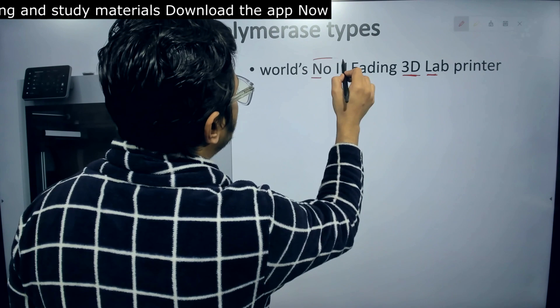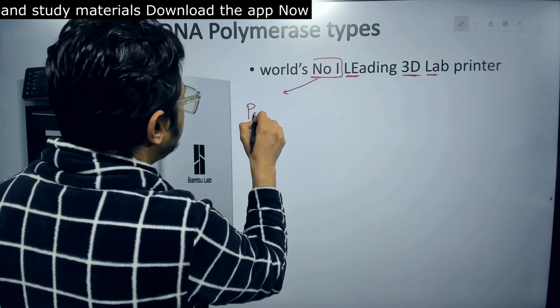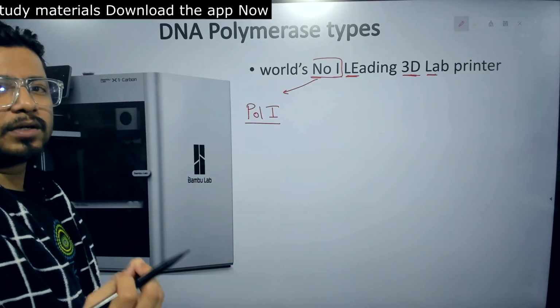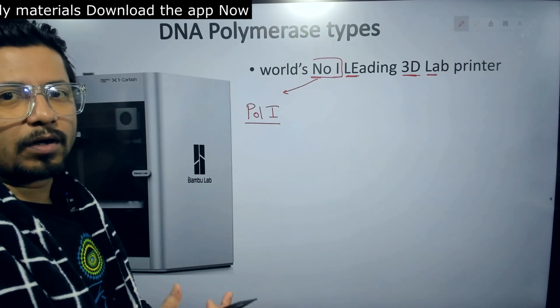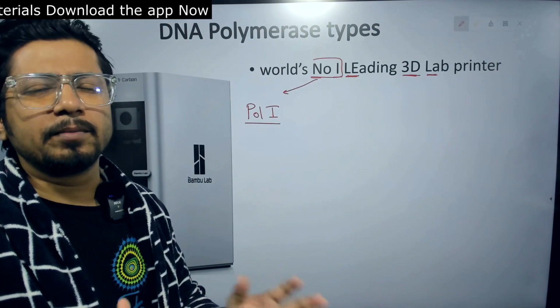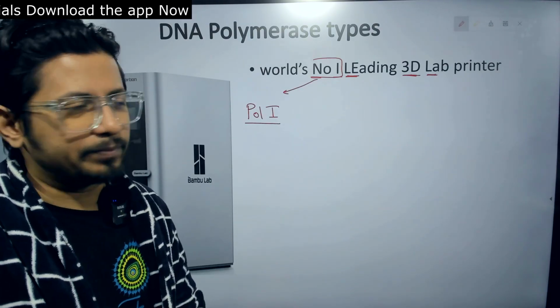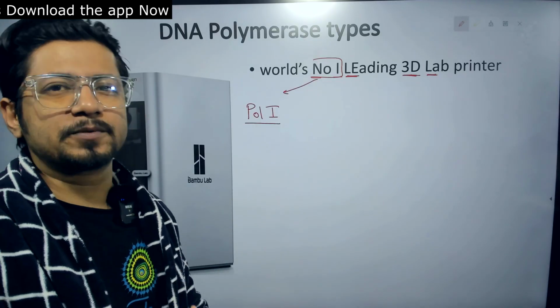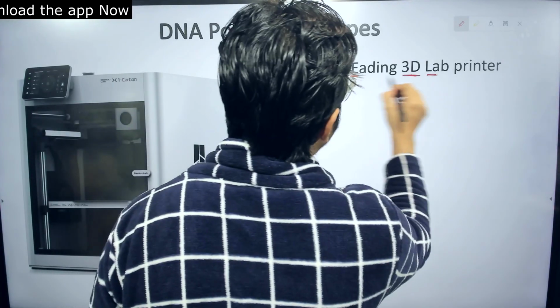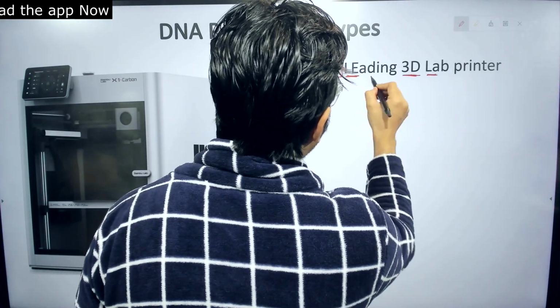Okay, so number one means I'll write pol1, or polymerase 1. Polymerase 1 is an important enzyme in the process of replication in prokaryotes. In prokaryotes, the names of the enzymes are polymerase 1, 2 and 3, while in eukaryotes the names are polymerase epsilon, delta, gamma, and so on. So pol1 gets separated. Then we have leading, LE.